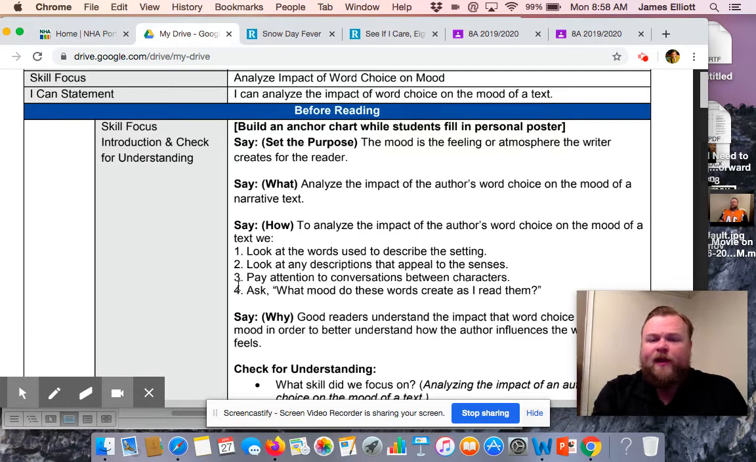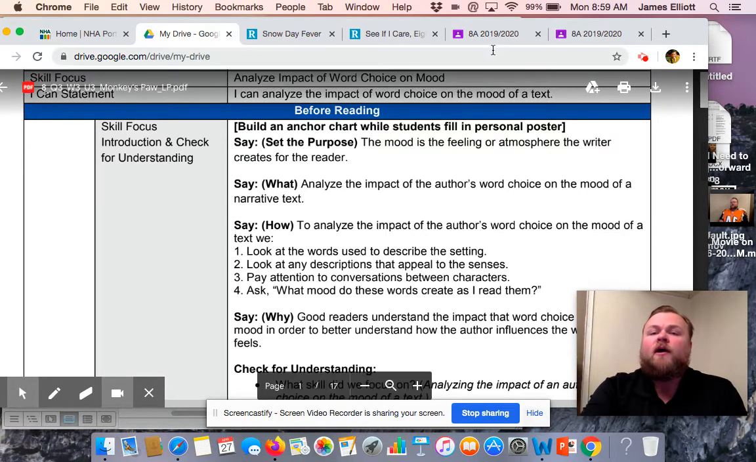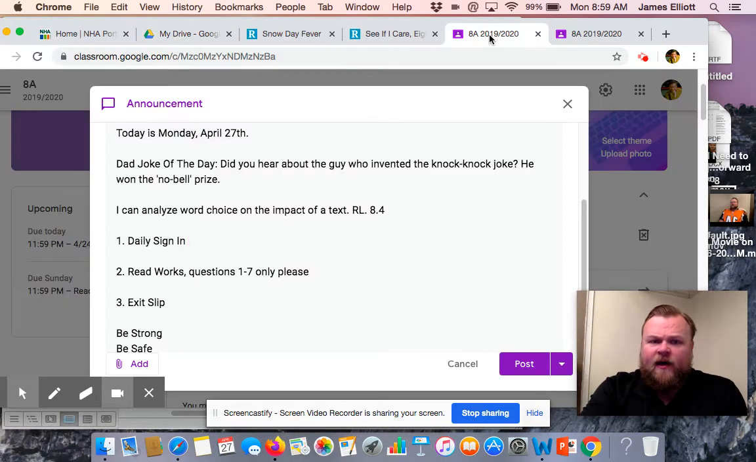You're going to have to pay attention to conversations, also known as dialogue, between characters, and then ask yourself, what mood does these words create as I read them? Now, with 3, when you're paying attention to those conversations, pay close attention to how other characters might react. Now, if you're in everyone's head, you might be also paying attention to, well, how did this character respond? What is their stream of consciousness, which is what are things they're thinking that you might see? If the text provides that, you're going to have to pay attention to that.